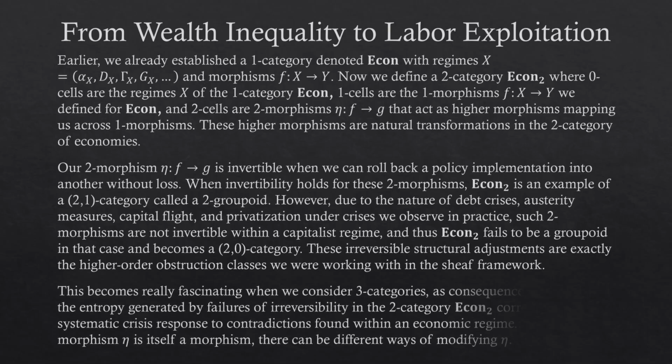This becomes really fascinating when we consider 3-categories, as consequences resulting from the entropy generated by failures of reversibility in the 2-category Econ 2 correspond to the systematic crisis response to contradictions found within an economic regime. Since the 2-morphism eta is itself a morphism, there can be different ways of modifying eta.